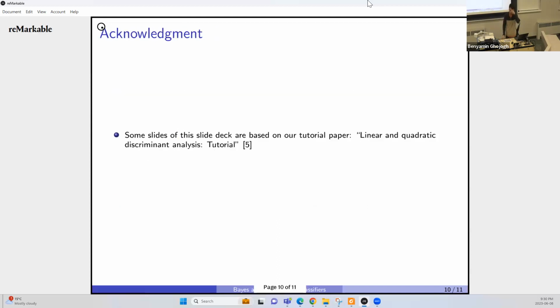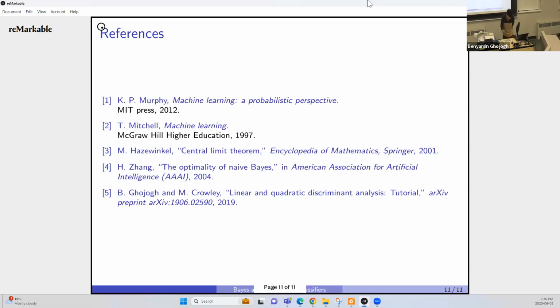Some slides of this slide deck are based on our tutorial paper, Linear and Quadratic Discriminant Analysis Tutorial. Take a look at that. This is a good tutorial. Okay. The references. Kevin Murphy. This is a good book in machine learning. Machine Learning, a Probabilistic Perspective by MIT Press in 2012. Machine Learning, another book by Mitchell, McGraw-Hill Higher Education in 1997. Central Limit Theorem.